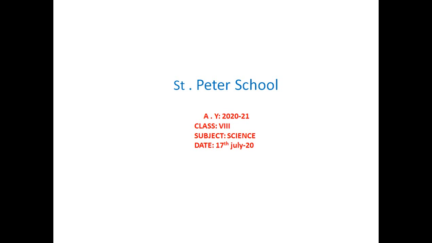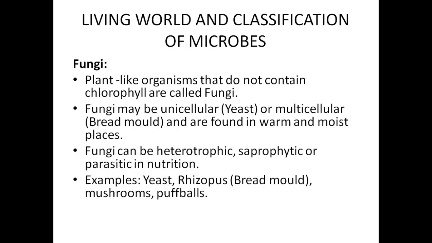In the last class we saw that microorganisms have been divided into two parts, prokaryotes and eukaryotes. Prokaryotes consist of bacteria, while eukaryotes consist of protista, fungi and algae. We are going to do all the organisms one by one today. Some of the organisms we covered in the last class also, but we will do a revision of every organism today. So let's start with the fungi.